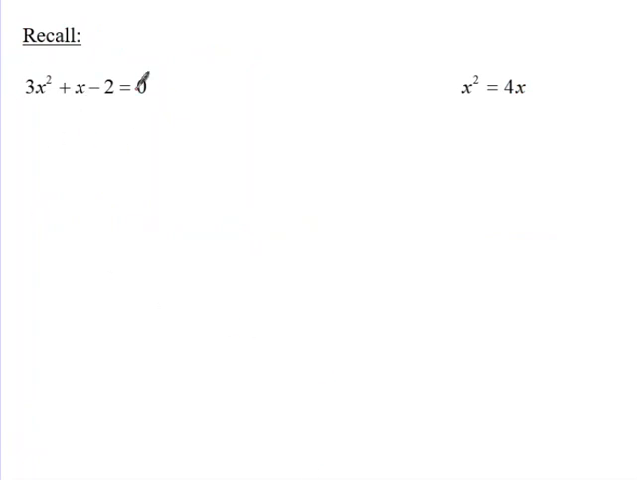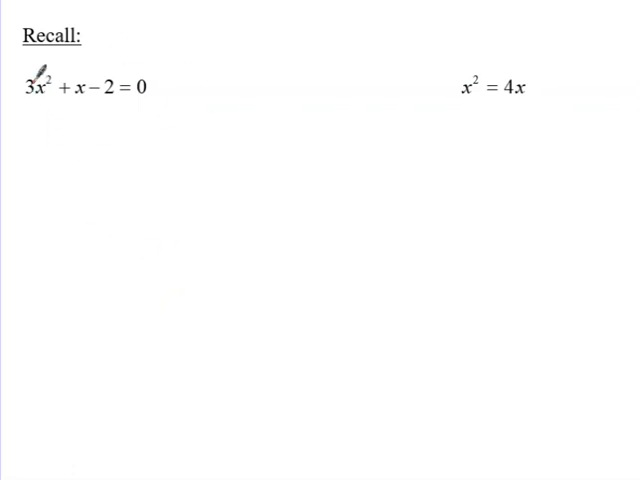So, if we have 3x squared plus x minus 2 equals 0, and we need to factor, there are several methods that you can use to factor. You can use trial and error, you can use factor by grouping, you can use the box method, you can use whatever method you want. I'm going to show you factor by grouping. If you want to look up other methods on the internet, that's totally fine.